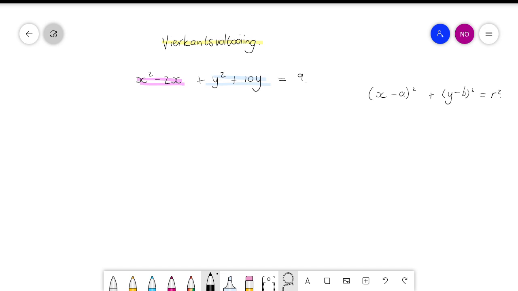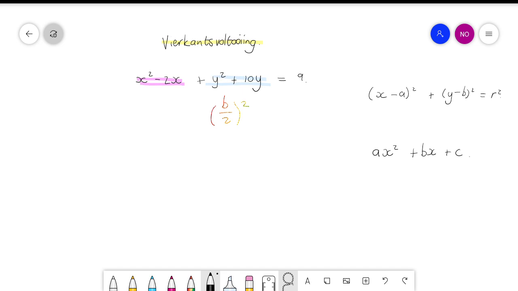So, do you guys remember something like this? B over 2 squared. Sort of? No. Okay. The b we're talking about here is when you have ax squared plus bx plus c.